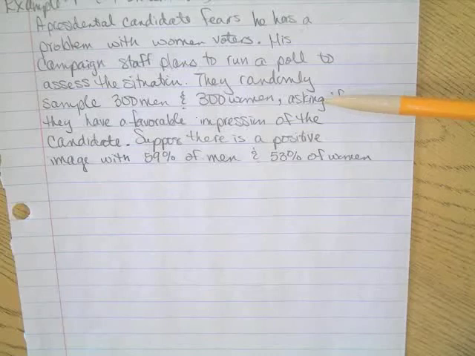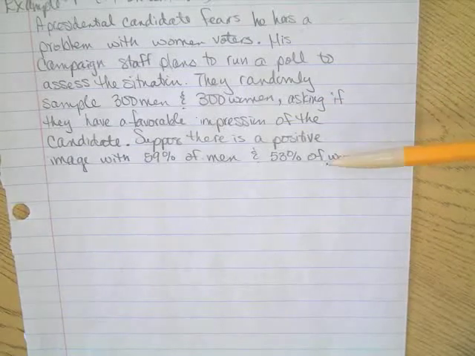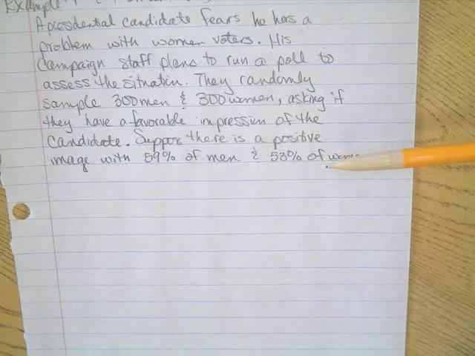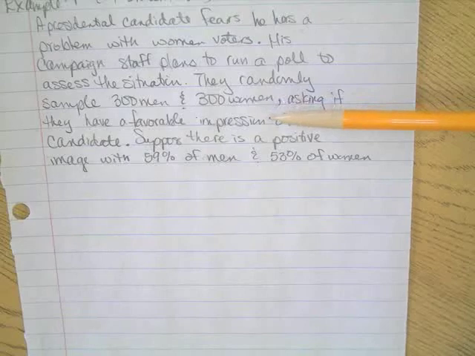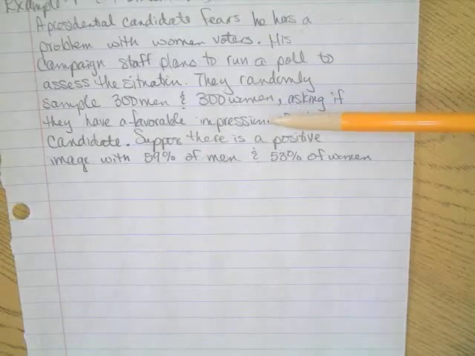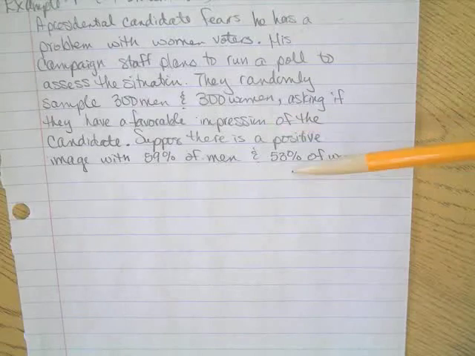There is a positive image for 59% of men and 53% of women. So first of all, is it random? Yes, it's random. Second of all, 300 men and 300 women is less than 10% of the population. We're good there. These groups are independent. Men and women don't rely on each other for what they think. And then the last one, success/failure: 59% and 53% means that there's going to be more.